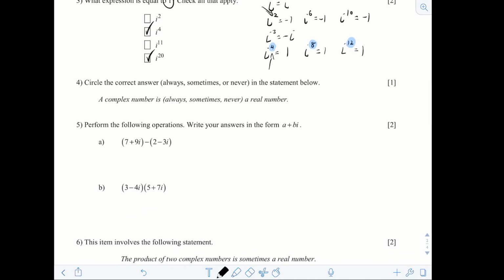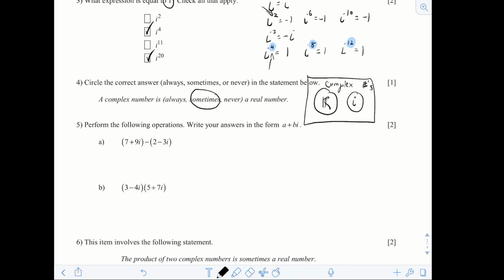Okay, it says circle the correct answer: always, sometimes, never in a statement. A complex number is blank a real number, and a complex number is sometimes. Now, if this was the other way around, if it said a real number is a complex number, then that would be always. Because I have all real numbers, and then we have another subset there, and these are going to be my imaginary numbers. And then inside all of that are the complex numbers.